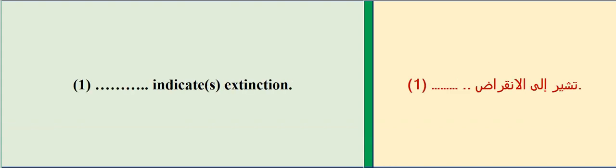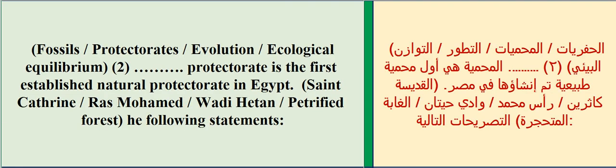Review on Lesson 2. 1. Indicate extinction. Fossil, protectorate, evolution, ecological equilibrium. 2. Which is the first established natural protectorate in Egypt: Saint Catherine, Ras Mohammed, Wadi Hitan, petrified forest. Write the scientific term for the following statements.